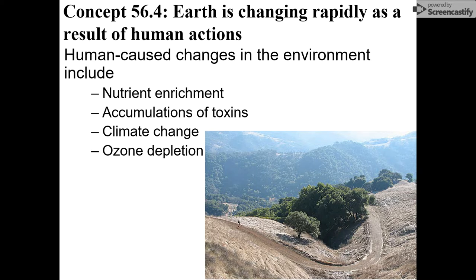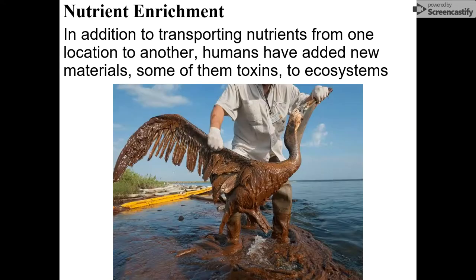In this section, we're looking at human-caused changes in the environment. These include nutrient enrichment, accumulation of toxins, climate change, and ozone depletion, and we'll take each one in turn. Nutrient enrichment: we're not actually just talking about nutrients, we're also talking about toxins or any other materials that humans are moving from one area to another.